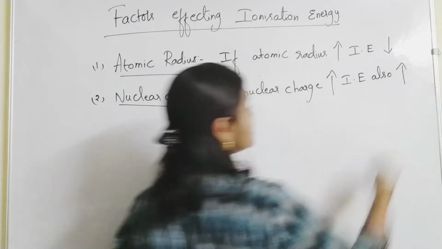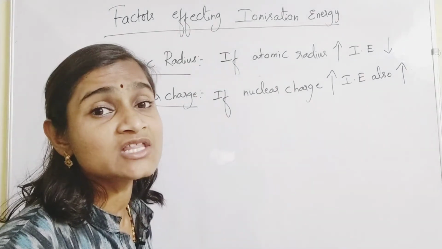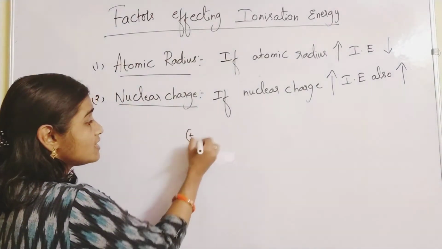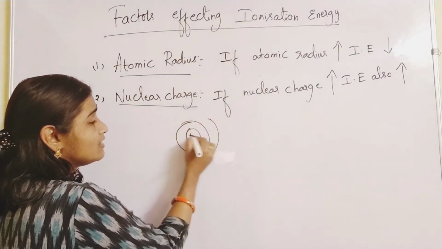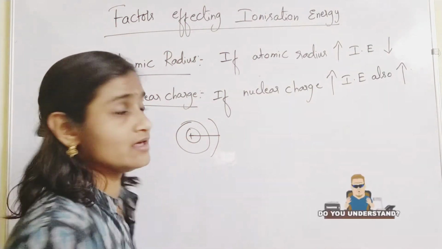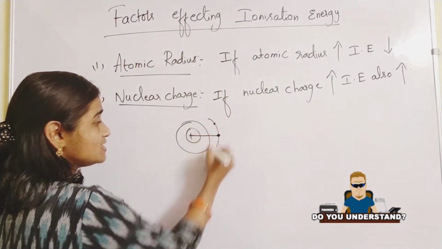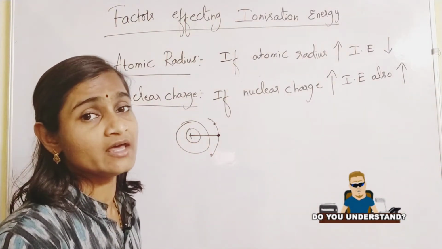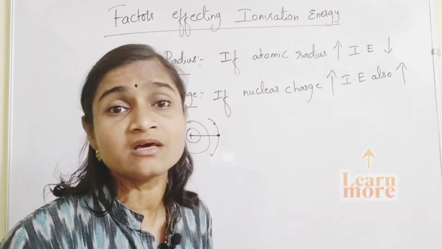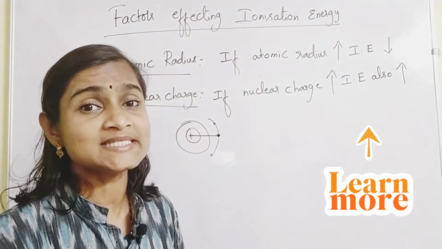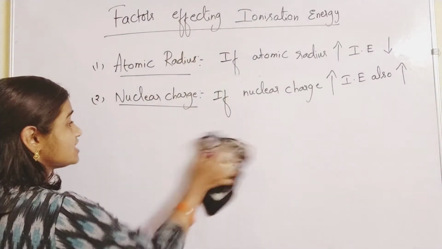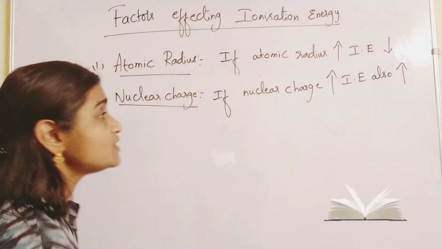If nuclear charge increases, ionization energy also increases. If nuclear charge increases means what? Size will be very less, isn't it? Only if it is a very small atom will the influence of nucleus be very high on the last orbit electrons. To get away from the influence of nucleus you need to supply much energy. Then automatically ionization energy increases. So if nuclear charge increases, ionization energy also increases.